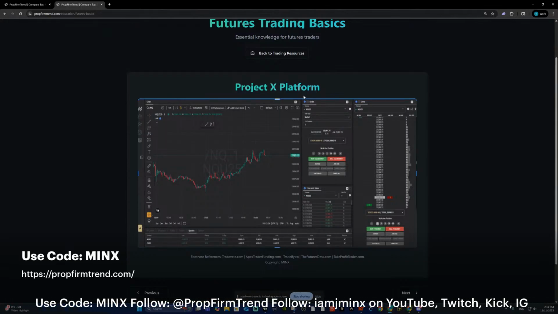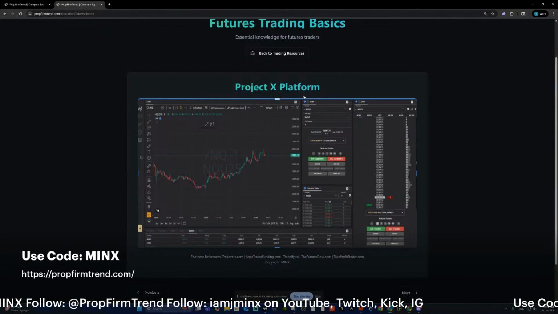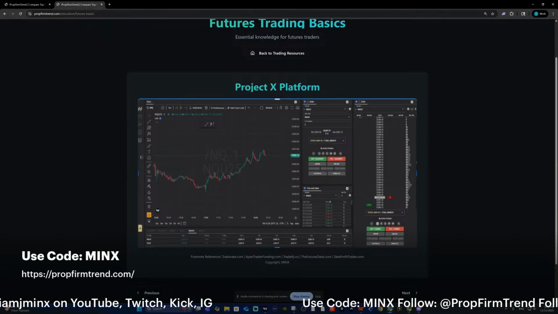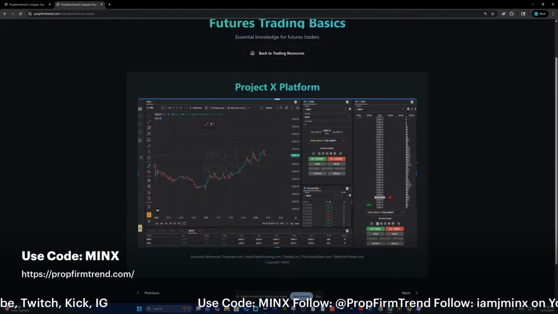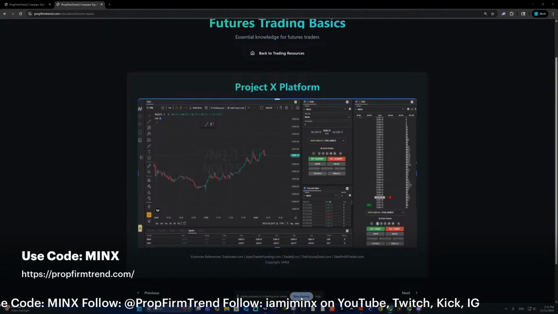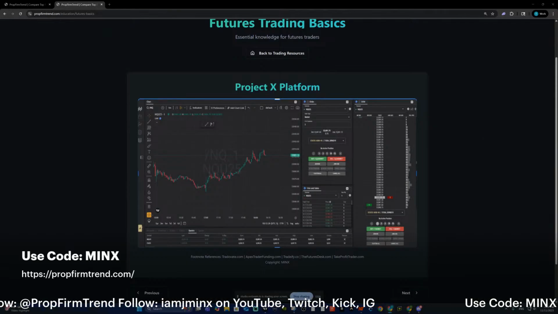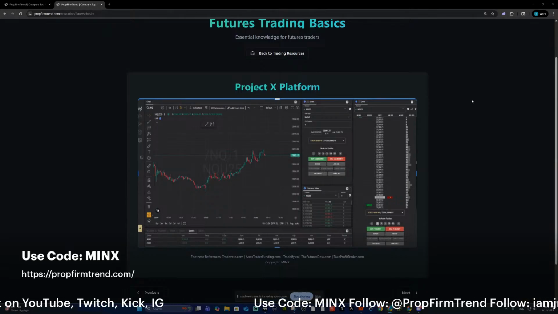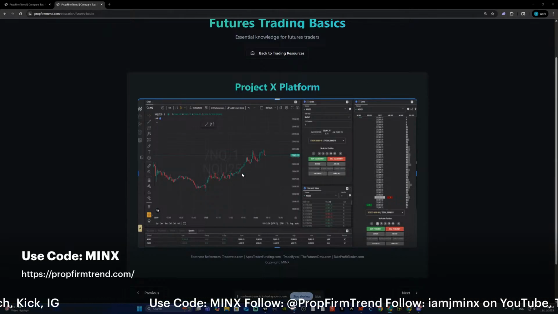If you're trading with Top Step, it's going to be called Top Step X, or if you're looking at the futures desk, it might be like TFDX or something like that. That's this platform. It looks like TradingView.